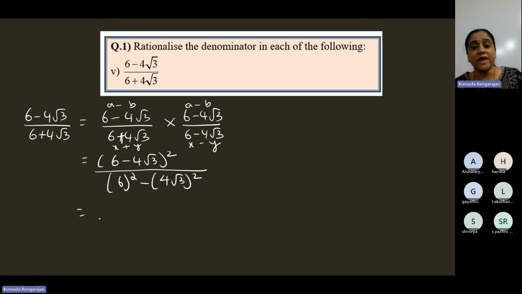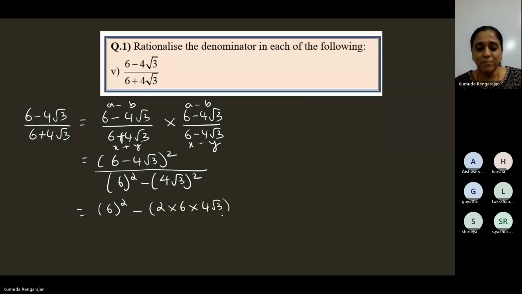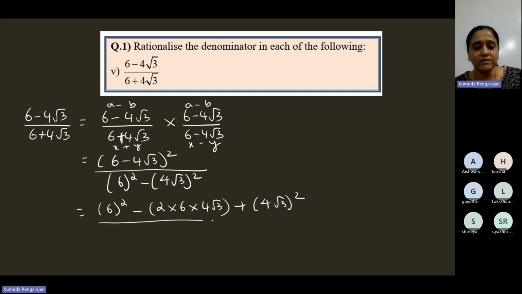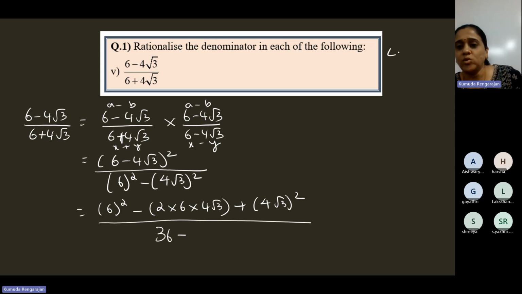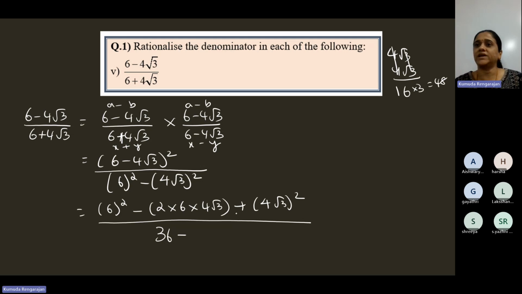Now, how do we expand a minus b the whole square? A square minus 2ab plus b square. A square minus 2 into a into b plus b square, divided by 6 square is 36, minus 4√3 into 4√3. 4 into 4, 16. Root 3 into root 3, 3. 48. 16 3s are 48.